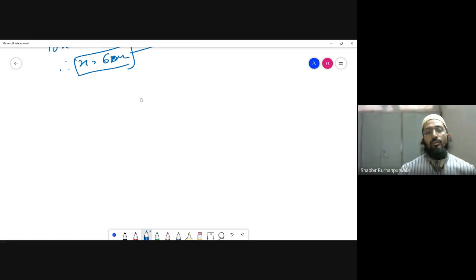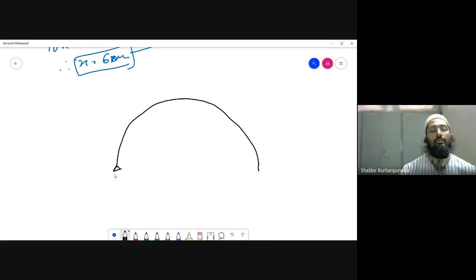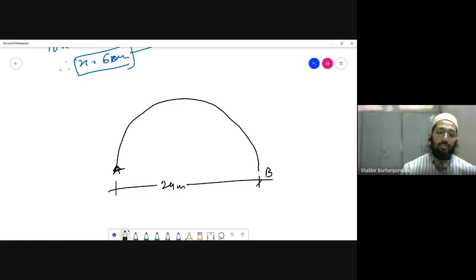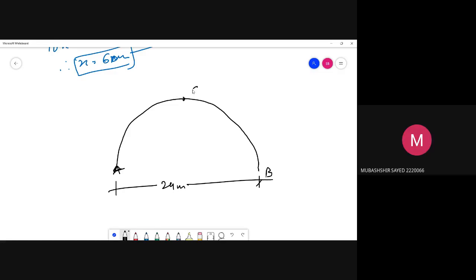Okay. So suppose this is your point A, this is your point B. All the distances and everything. This is 24 meters from here to here. Obviously this is a bending moment diagram, so we are not going to show any other force which is represented over here. Now let us make this point C.